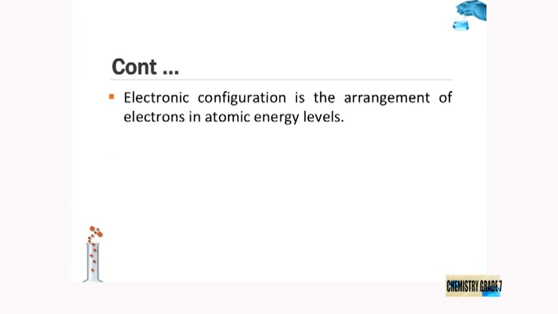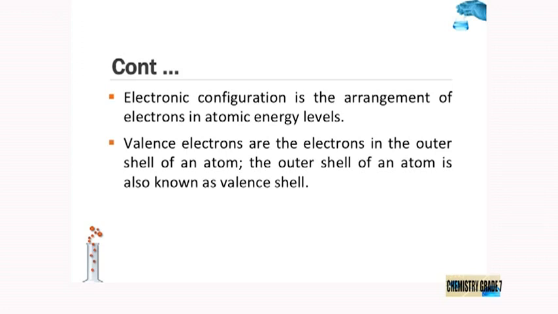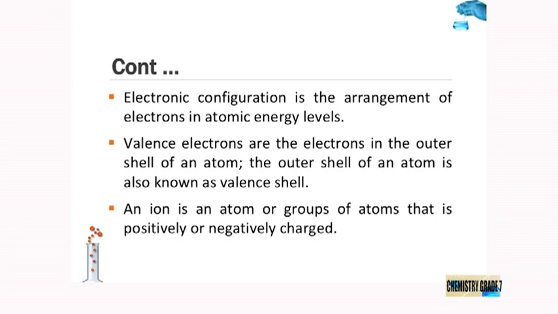Electronic configuration is the arrangement of electrons in atomic energy levels. Valence electrons are the electrons in the outer shell of an atom. The outer shell of an atom is also known as valence shell. An ion is an atom or groups of atoms that is positively or negatively charged.